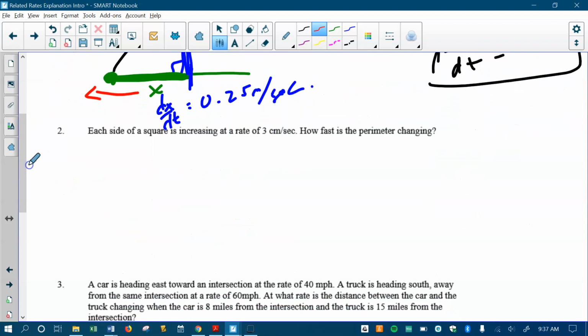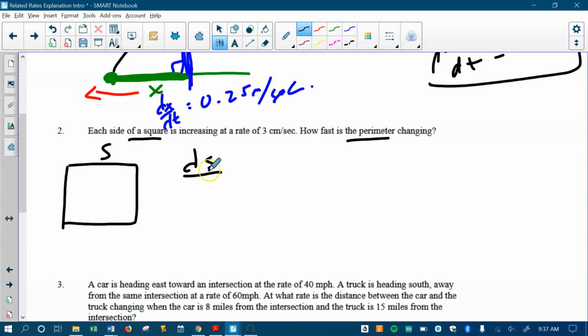Let's go on to this one. Each side of a square is increasing at a rate of 3 centimeters per second. How fast is the perimeter changing? Okay, it looks like I have two variables relating to one another. Here's a picture. The side is increasing. We'll call the side S, increasing at a rate. So that means S is getting a little bit longer each time. So we can say that the rate that the side is changing with respect to time is going to be 3 centimeters per second.